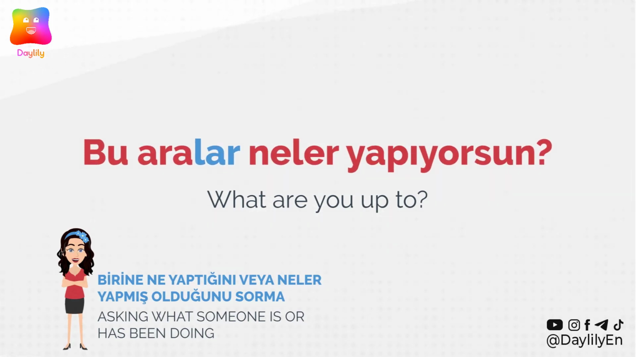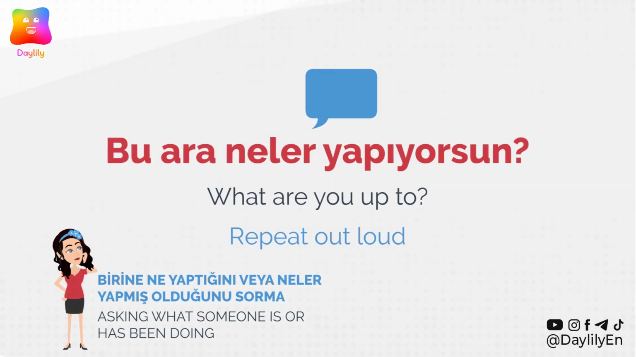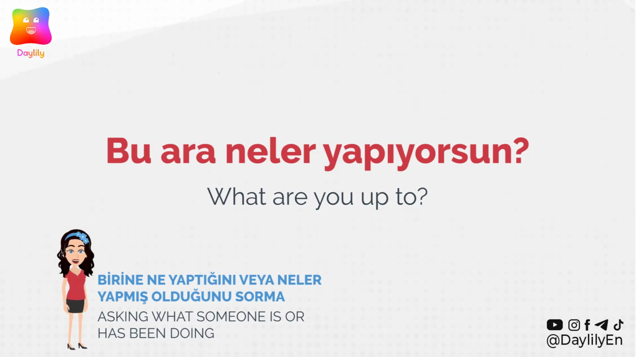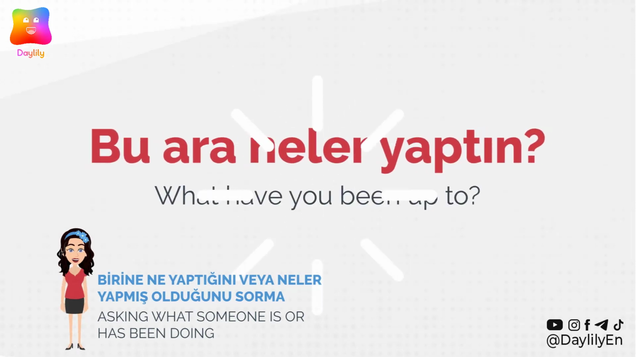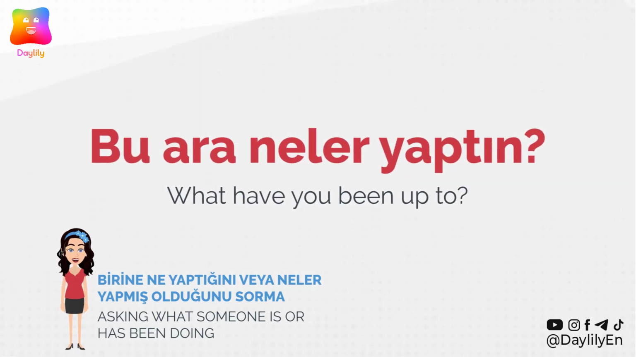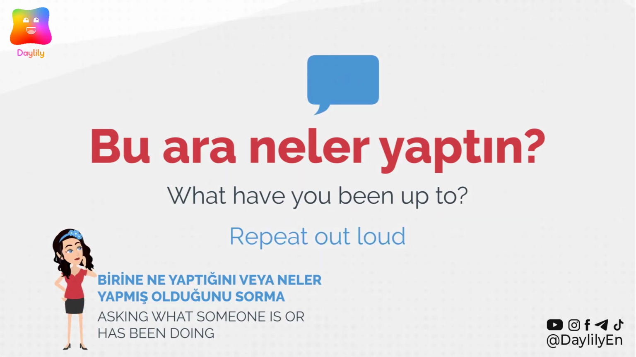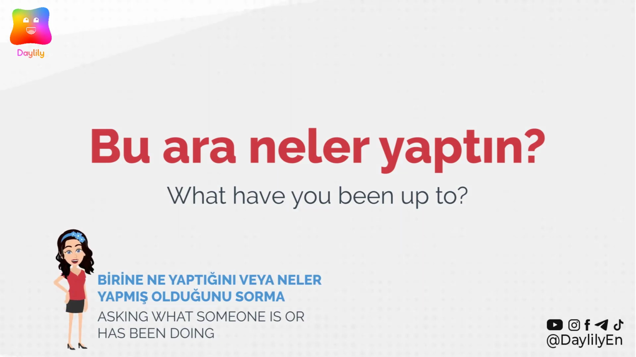Or we can also say ara in the plural and say bu aralar neler yapıyorsun? What have you been up to? Bu ara ne yaptın?